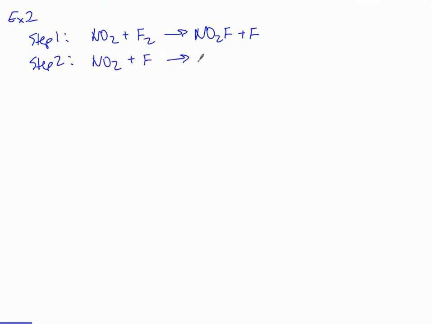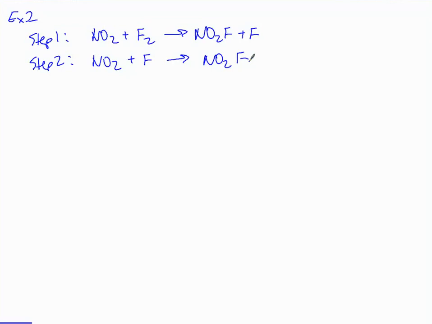Okay, so we have step 1 and step 2. Consider the potential energy diagram on the right. It's already filled out for you. That's good because there's a lot on here. Which step is the slow step, and how can you tell?